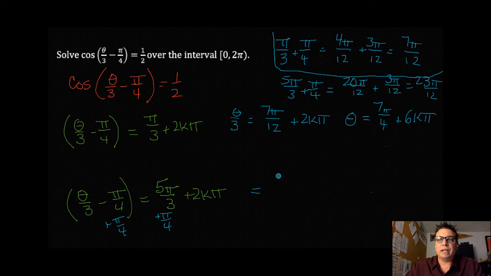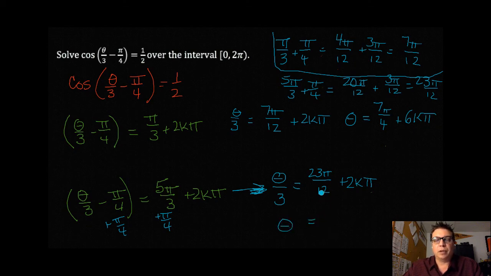So now I have theta divided by 3. Sorry, it's not an equal sign, it's just an arrow. So now I have theta divided by 3 is equal to 23 pi divided by 12 plus 2k pi. And then I need to multiply both sides by 3, so I get theta is equal to, if I multiply by 3 here, 23 pi divided by 4 plus 6k pi. Again, it's not really the trig that's going to catch you. It's the work with the fractions that's really going to catch you. So you've got to be careful.